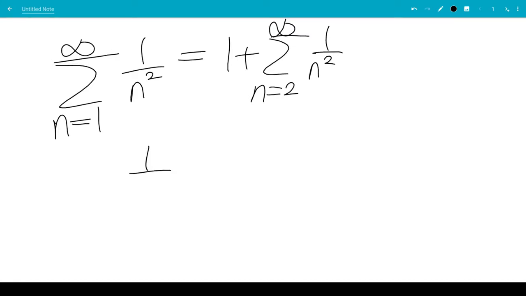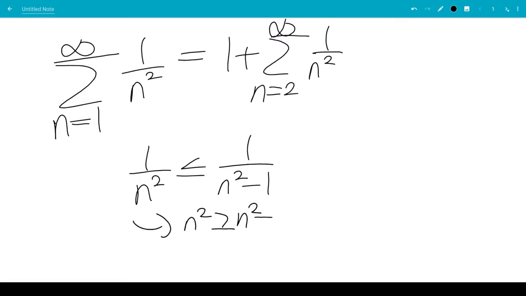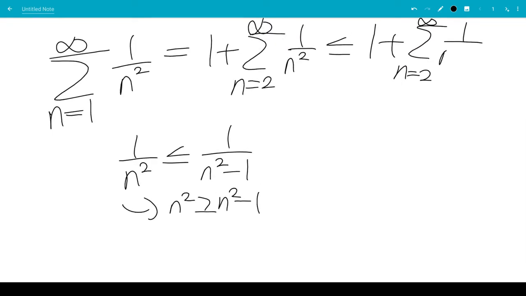So 1 over n squared is less than or equal to 1 over n squared minus 1, because n squared is bigger than n squared minus 1, so the reciprocal would be less. So this is less than or equal to 1 plus the sum as n equals 2 to infinity of 1 over n squared minus 1. And so this is just a series that we can calculate.